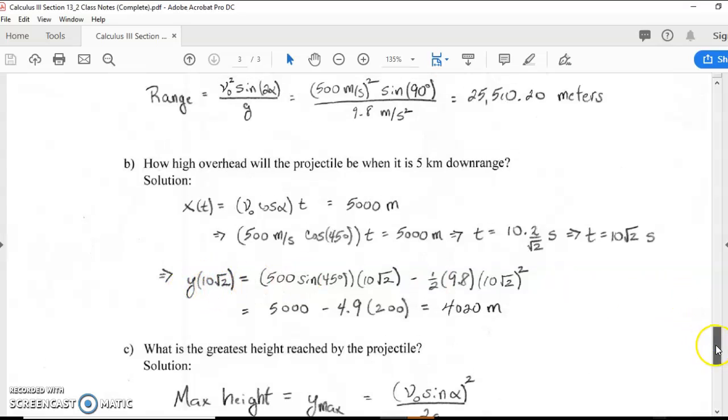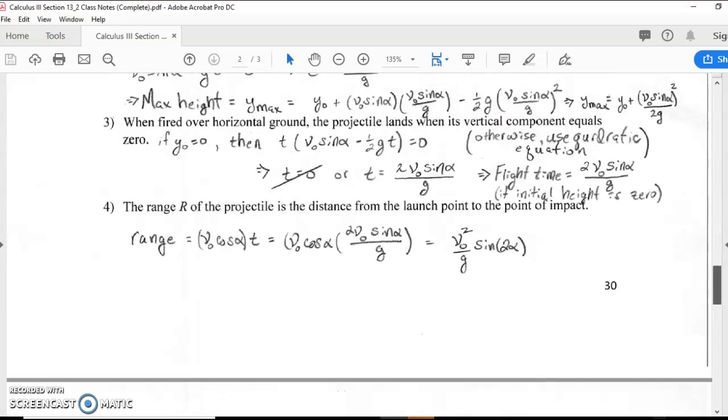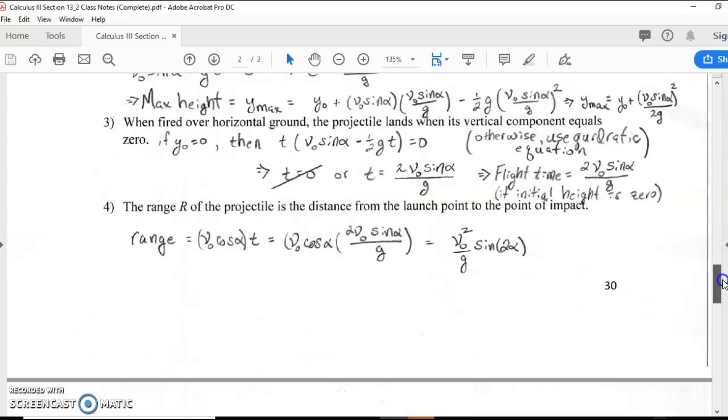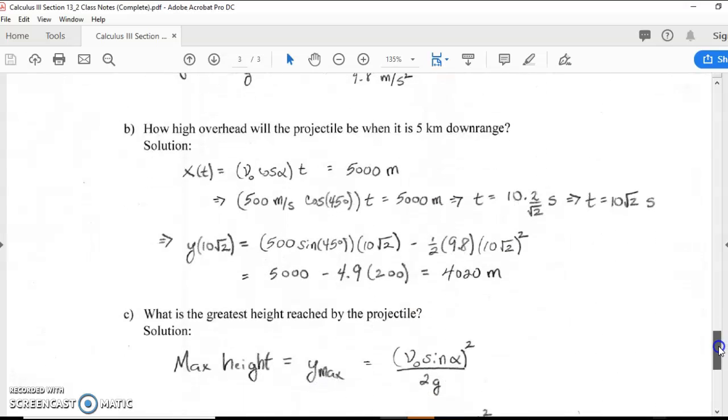So remember, the y component is the j component of our position function. This is where the y component always is in our xy plane. Our initial height was 0, so we don't have an initial height in this example. So we just plug in 10 root 2 into t, and this is what we get after simplifying. So it'll be 4,020 meters high.